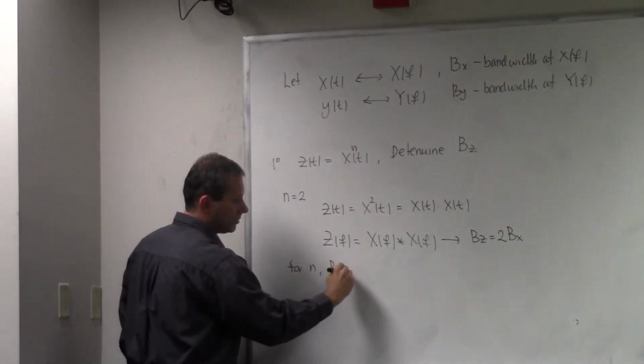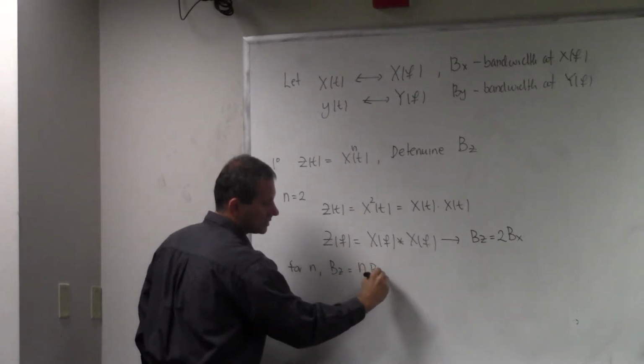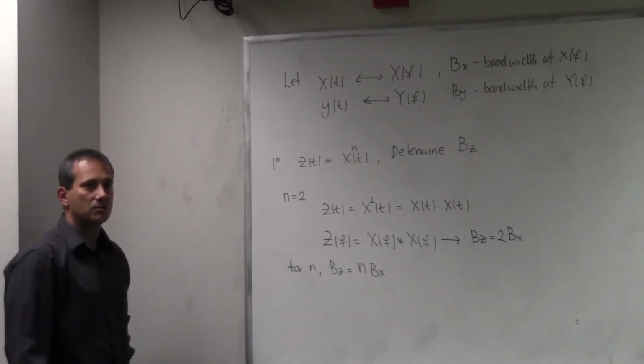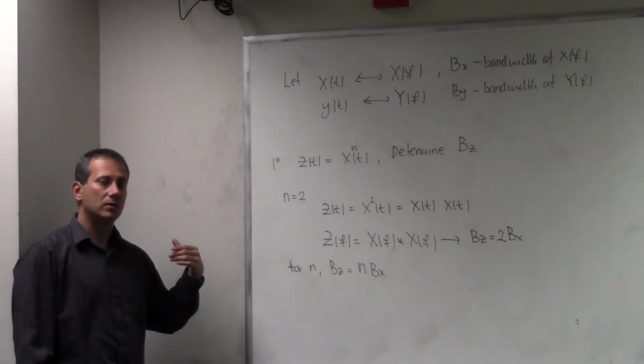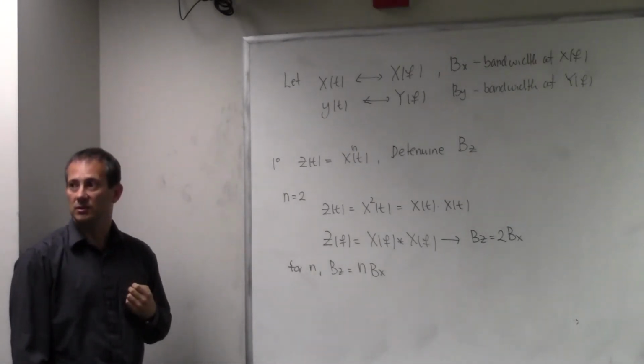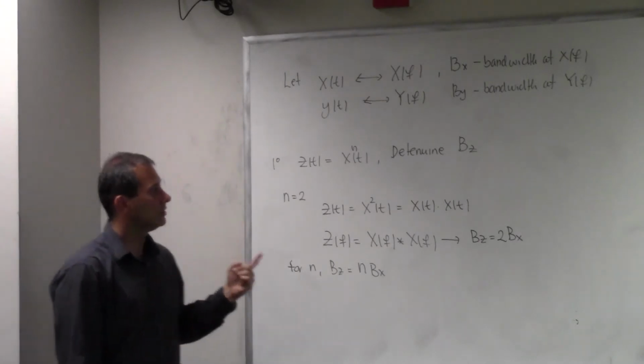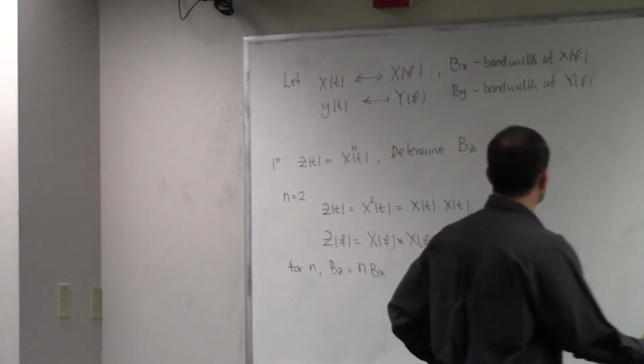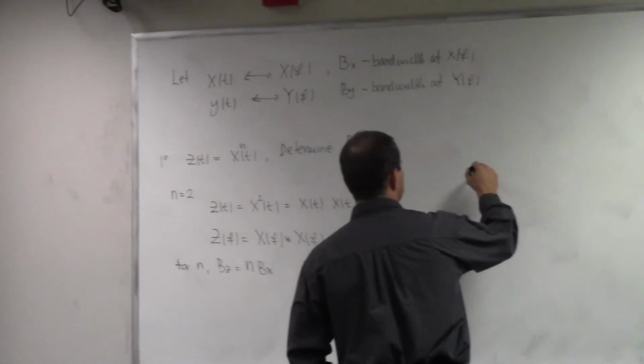So bz is going to be what? N times bx. Okay? That's one way of seeing this, and this is by looking at the multiplication in the time domain as a convolution in the frequency domain. Maybe a more intuitive way to see this is the following.